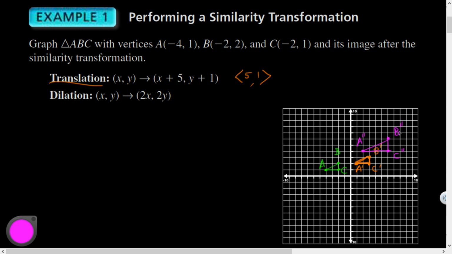And so my result, the image of the pre-image, ends up being twice the size linearly, but it is completely similar. All of these angle measures were preserved. So notice the angle at C double prime is still a right angle. It didn't somehow get doubled and become a 180 degree angle. That would have been weird.